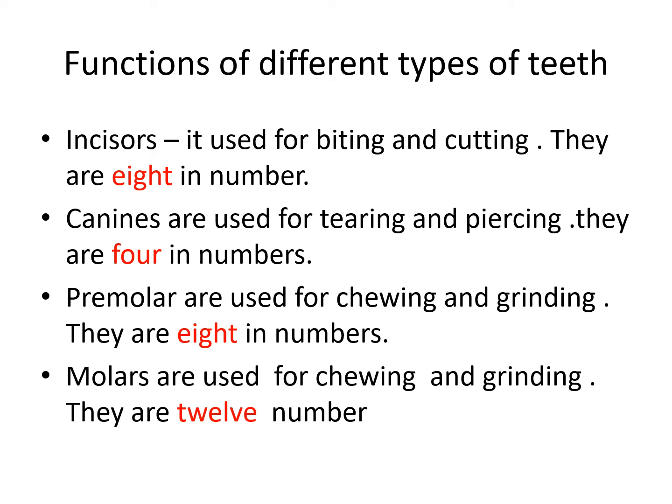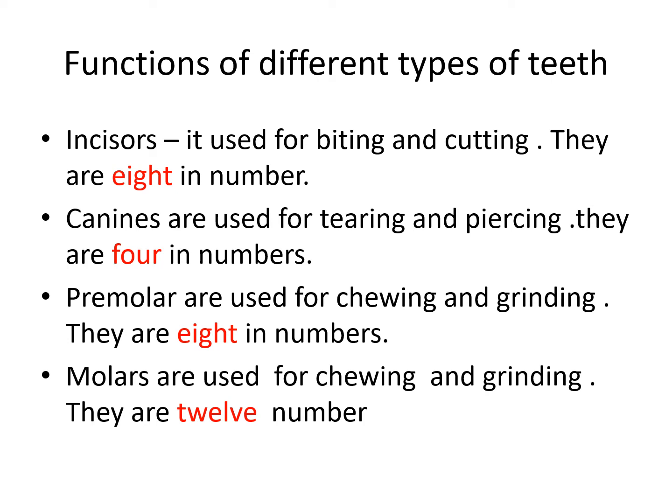Now, canines, you have said, are used for tearing and piercing. For those who don't know, piercing means making a hole, and tearing is when you are using a bone and you want to remove meat from the bone. How a dog uses its canine, that's how we use our canines, for tearing. Another type of teeth whose function we are going to talk about is premolar. Premolars are used for chewing and grinding.